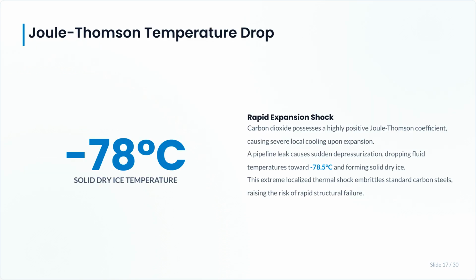Carbon dioxide has a high Joule-Thomson coefficient, which causes severe cooling during expansion. A leak can drop temperatures toward -78.5 degrees Celsius, forming dry ice. This thermal shock can embrittle standard carbon steels, significantly increasing the risk of structural failure.